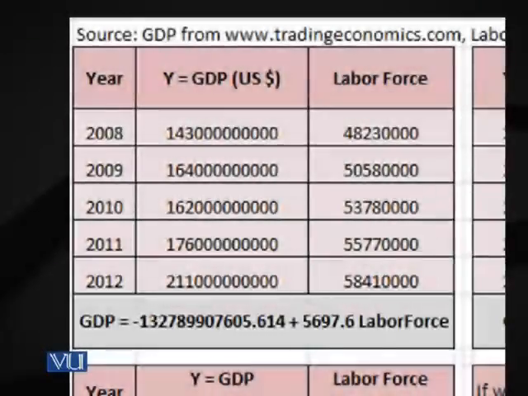So in the first table, you have the raw values of GDP and labor force with many zeros. So it is difficult to understand. Below the table, you have the regression line where we estimated GDP as a linear function of labor force, which gives you a very large value. If we start stating it, minus 1327899076005. So you cannot remember it. Plus 5697.6 into labor force. So this is your B.